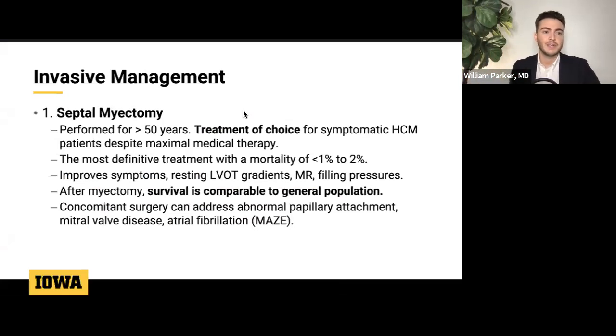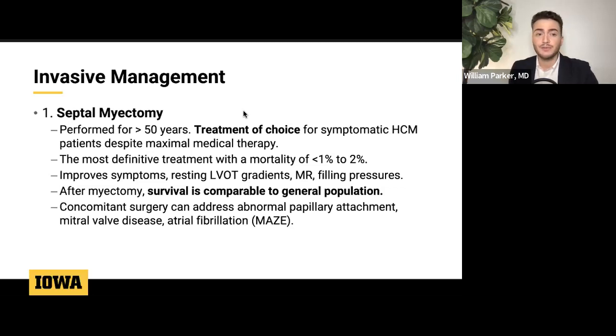And really the next step is to consider invasive management. Septal myectomy, or literally cutting out part of the septum, the beefy part of the septum, is really the treatment of choice for these patients. It's been performed for more than 50 years, and it's indicated for patients with symptomatic obstructive hypertrophic cardiomyopathy despite maximum medical therapy.